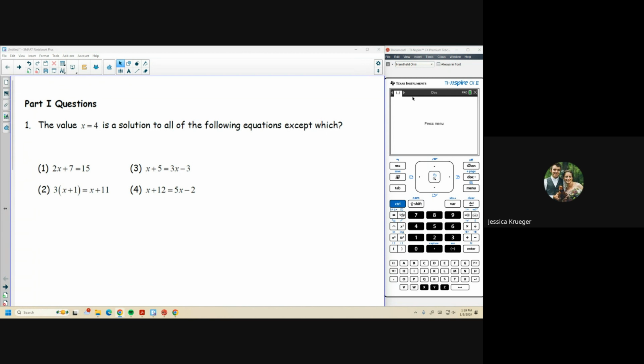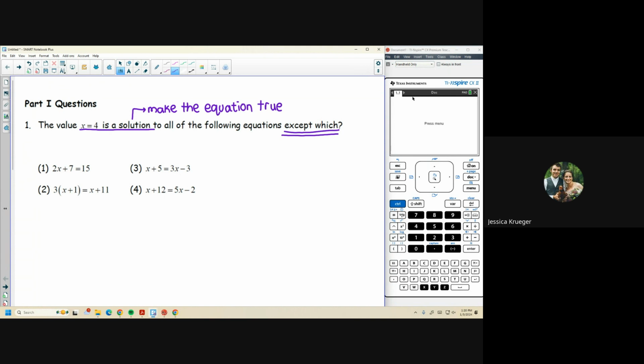Because remember, on multiple choice, you don't get any partial credit. So it doesn't matter if you show work or not. So let's look at the very first question. It says the value x equals 4 is a solution to all of the following equations except which? So the first thing we need to talk about is, what does it mean for it to be a solution? For it to be a solution, it must make the equation true.